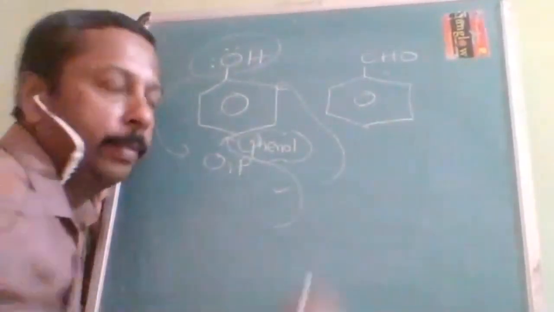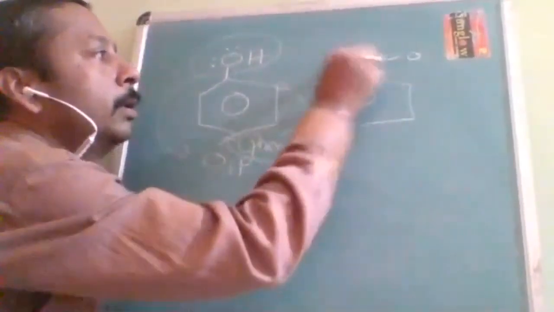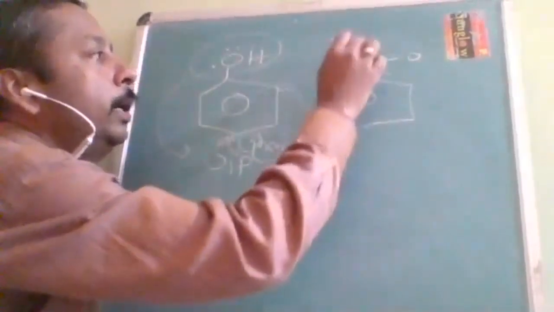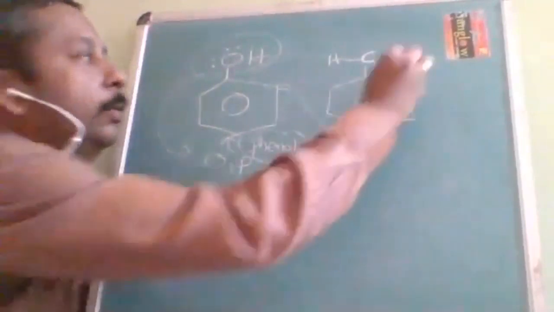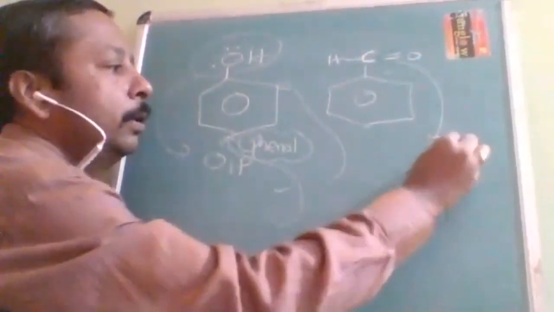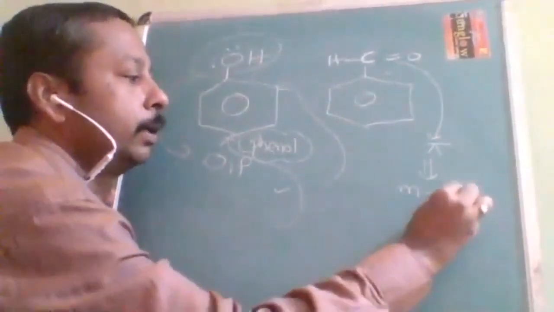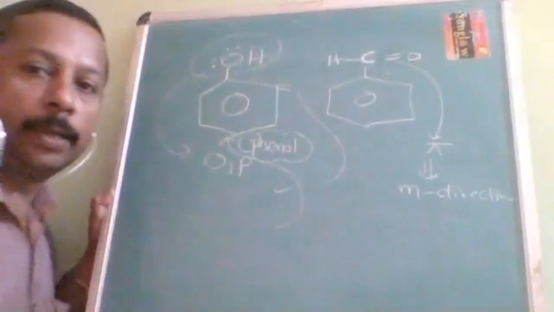Okay. So in the benzaldehyde, this is the structure. This is the head element. Now, is the head element having a pi bond or not? So this is the pi bond. When a pi bond is there, that means it is which directing? M directing. Pi bond is there, it is M directing.